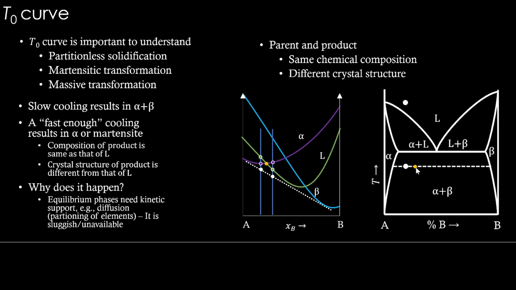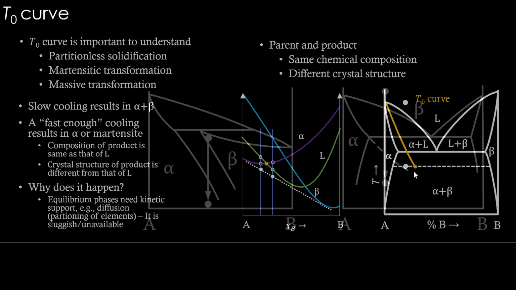And if we get this kind of yellow dot for all the different temperatures, then how will the alpha and the liquid C0 points be? They all will be following this line, and that's going to be the T0 curve. So this T0 curve tells us that if your overall composition is cooled below this line, then there is a chance of achieving partitionless transformation. That's the biggest advantage of tracing this T0 curve. Okay.